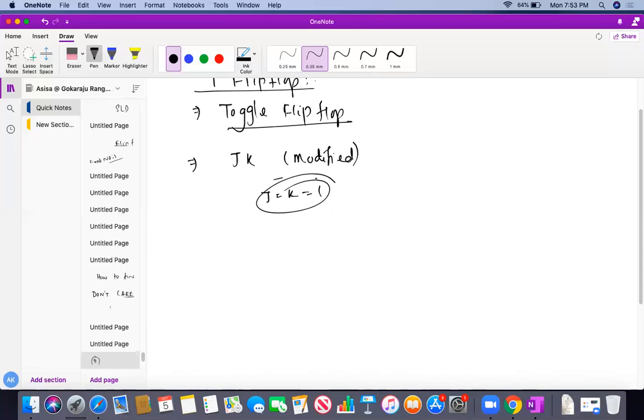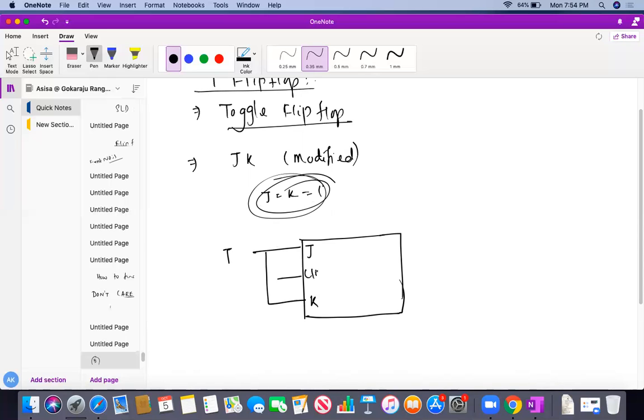If we take this as granted, how can we draw it? If we know how the JK flip-flop is working, we just short this J and K, and this becomes the T flip-flop. So this is J, K, and this is the clock pulse. Obviously this is Q bar. If we short it up, it becomes the T flip-flop. Am I correct?